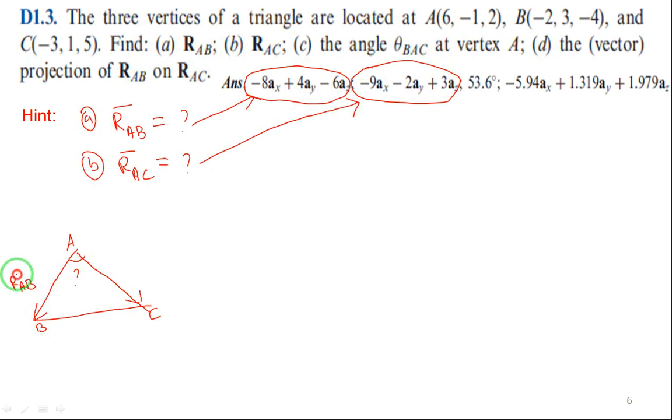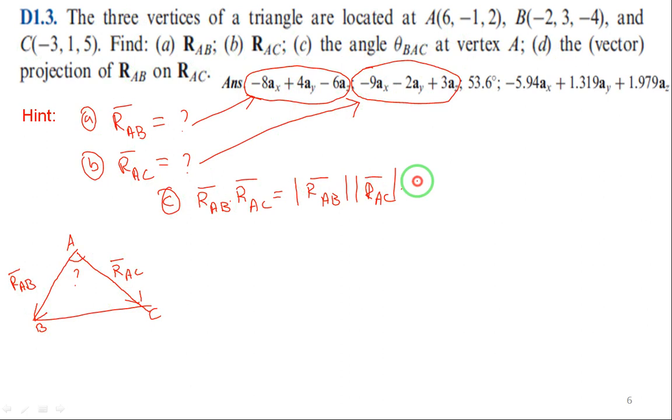I have R_AB, the distance vector from A to B, and then R_AC, the distance vector from A to C. Is it fine? Then make use of the definition of dot product and calculate the angle theta BAC. So by the definition of dot product, vector R_AB dotted with vector R_AC is equal to the magnitude of vector R_AB times the magnitude of vector R_AC times cos of theta. Simply I can write theta, but they have used theta BAC.